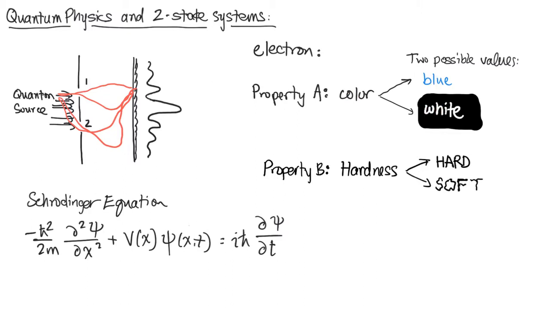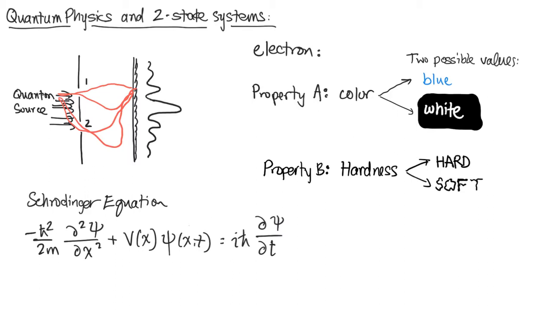So blue and white are the two states that are possible for color, and hard and soft are the two possible states for hardness. Now, just to be clear, an electron does not have a color or a hardness, but an electron does have properties that behave in exactly the way that we'll describe for color and hardness. We're just avoiding the physics terminology at this point to get across the main ideas.